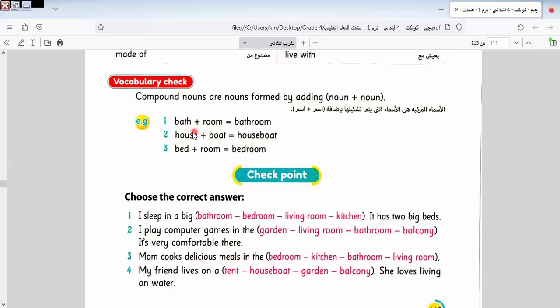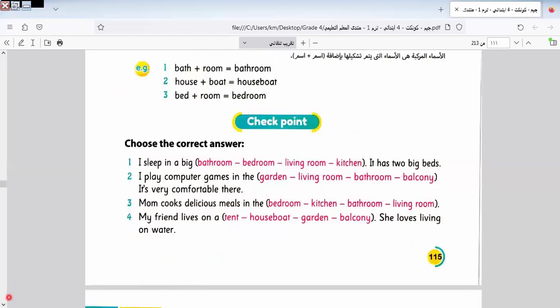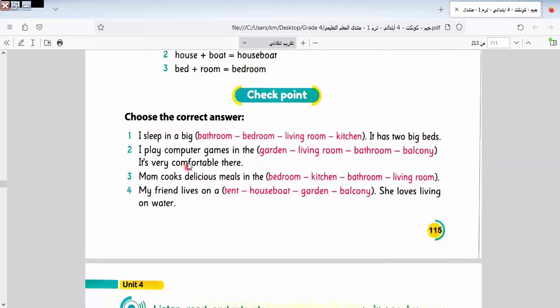Here we have words that have two parts, like what? Bathroom, houseboat, bedroom. So this is called compound nouns, meaning the noun that contains two parts like this. Bathroom, houseboat, bedroom. Let's go to answer the questions related to this part.